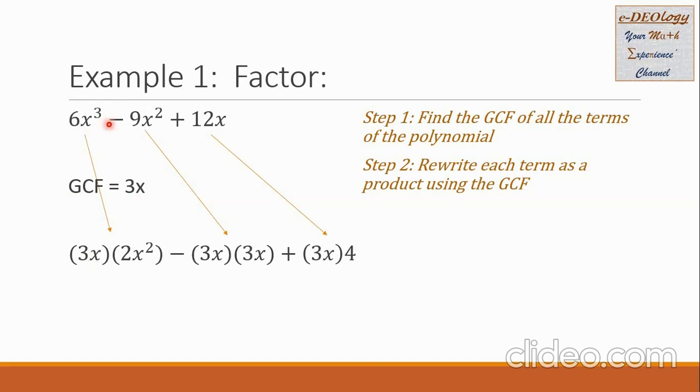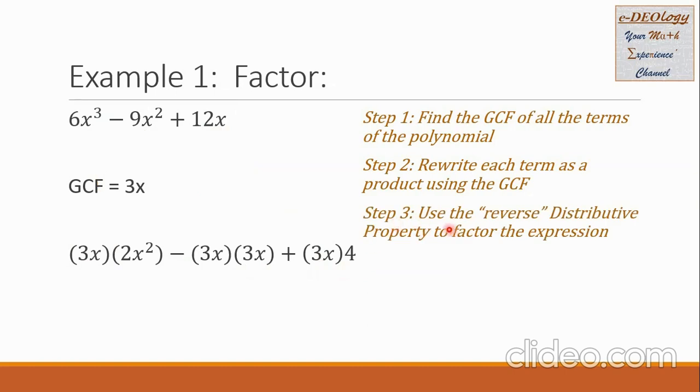So the 6x cubed is now factored out into 3x and 2x squared. The second term, negative 9x squared, is now factored out into negative 3x, the GCF, times the 3x. For the 12x, the factors are the GCF 3x and the number 4.